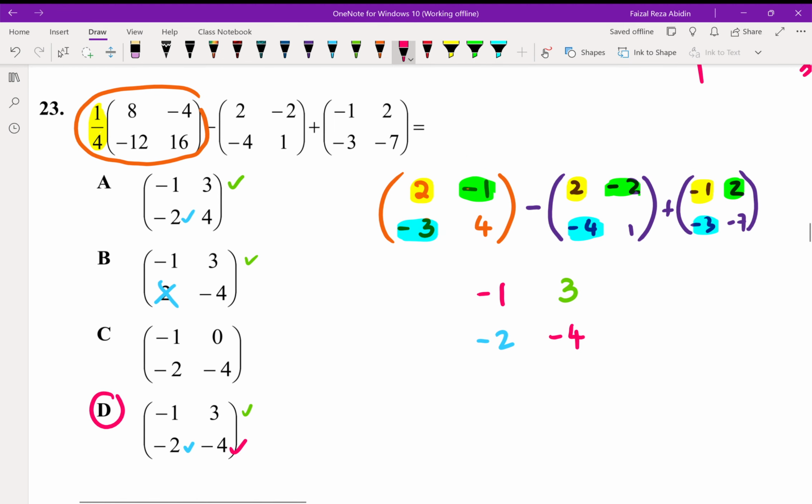Boleh class? Kenapa waktu saya kira tak dapat? Okay, next question number 2. Dapat dah C? Macam mana kau dapat C tu?